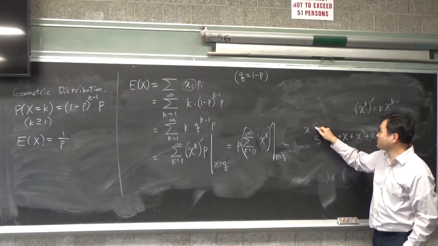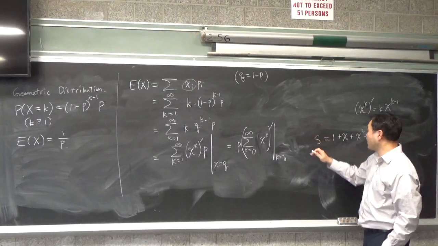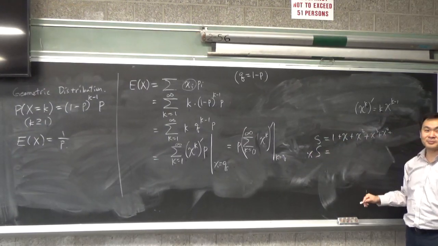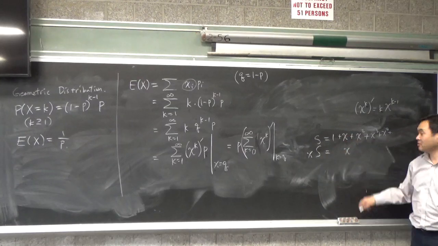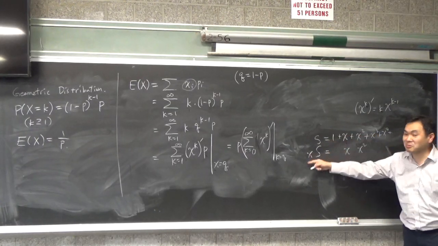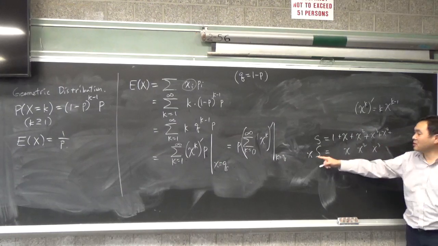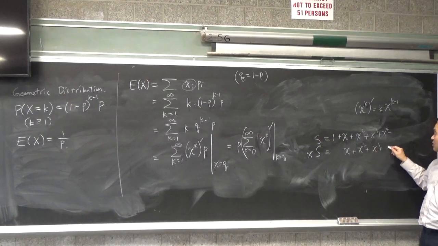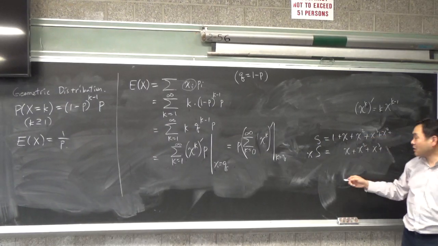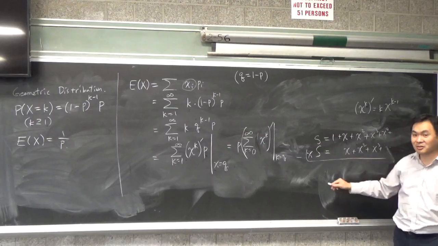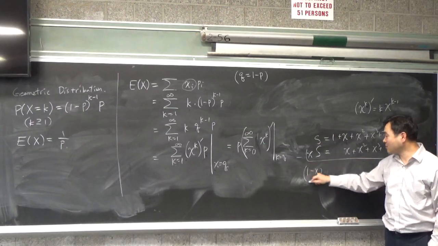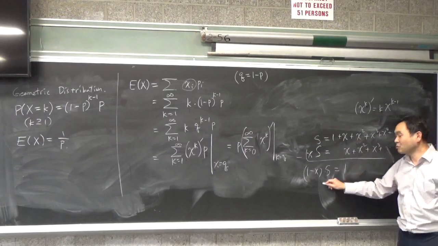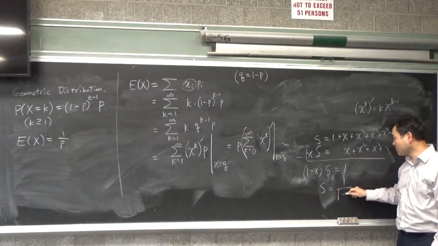Multiply by x. What is 1 times x? x. What's x times x? x squared. What's x squared times x? x cubed. So if you multiply S by x, you get very similar things. Now try this. Subtract. What happens? We should get 1 minus x times S is equal to, everything here cancels. What's left? 1. So what's S? 1 over 1 minus x. Magic, right?